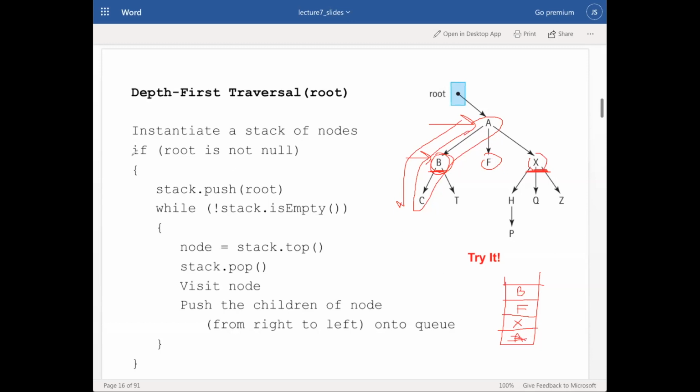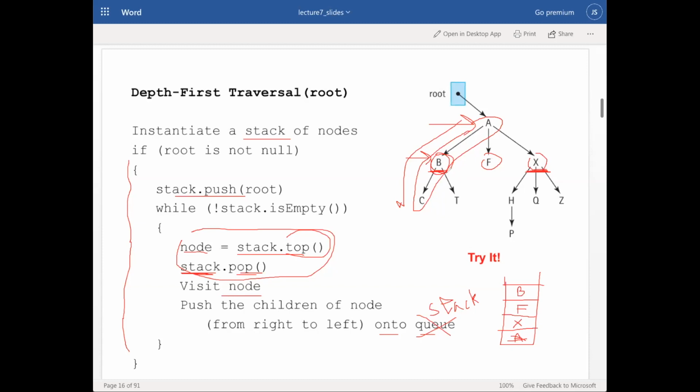This is the nature of the pseudocode here. Instantiate a stack of nodes. The root is not null, and then we go back and start pushing it. So a stack is push and pop. It's not enqueue and dequeue. First of all, this is a typo. This should be stack. This is one operation. Java doesn't have top here. This is strictly possible with the author's implementation of their own stack interface.